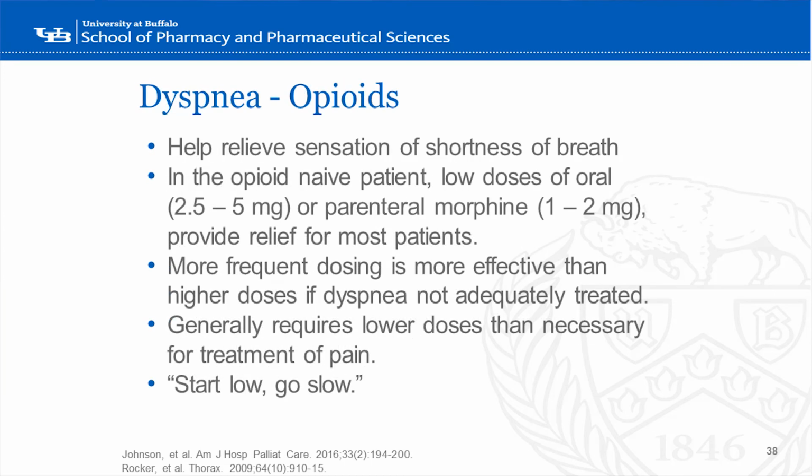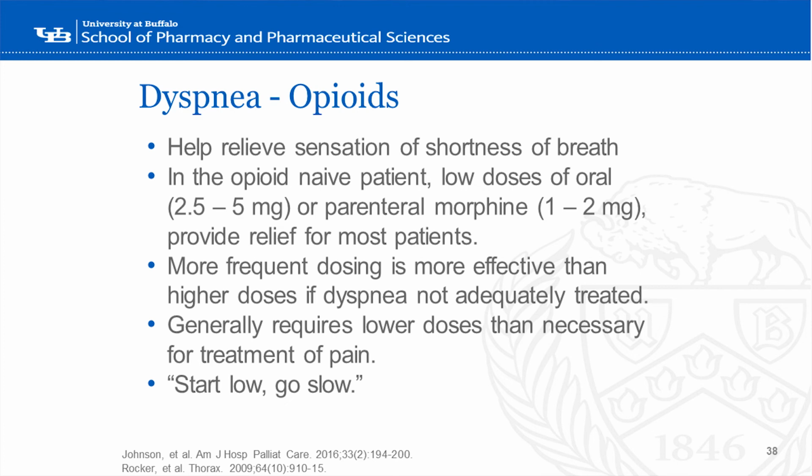But oftentimes we get down to using opioids for dyspnea. Opioids help relieve the sensation of shortness of breath, and in the opioid-naive patient, all you need are actually very low doses to provide relief for most patients. So oral doses on the range of 2.5 to 5 milligrams, or parenteral doses of about 1 to 2 milligrams.